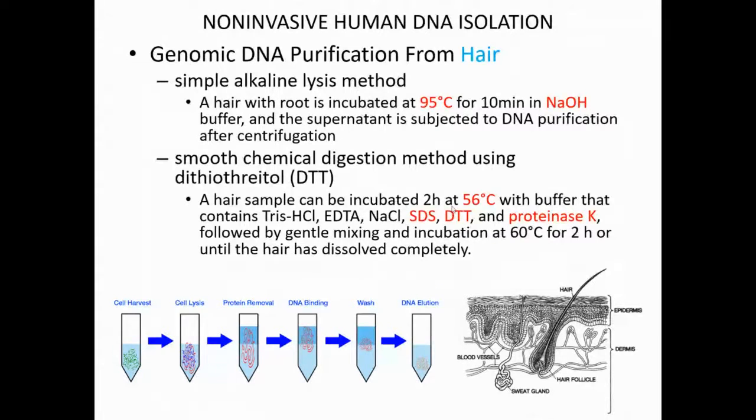So you incubate the hair with the Tris-EDTA, sodium chloride, SDS, DTT, and proteinase K. And then you mix it and incubate at 60 degrees for 2 hours or until the hairs dissolve completely. And then the DNA will be released into the supernatant, and the supernatant is subject to the further purification. So this is the method to collect the DNA from the hair.